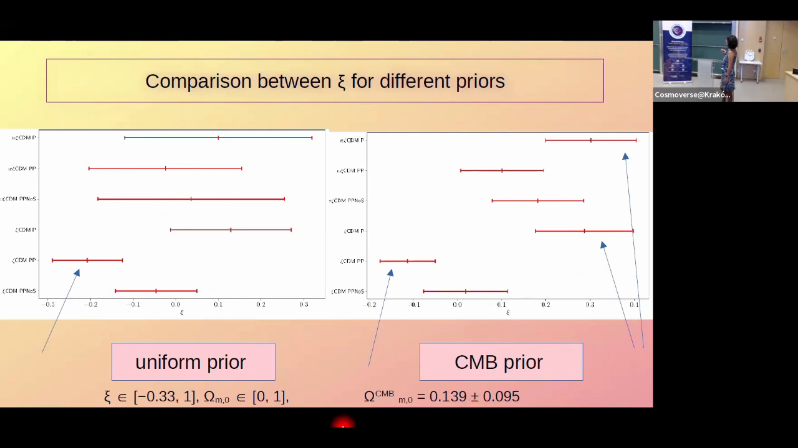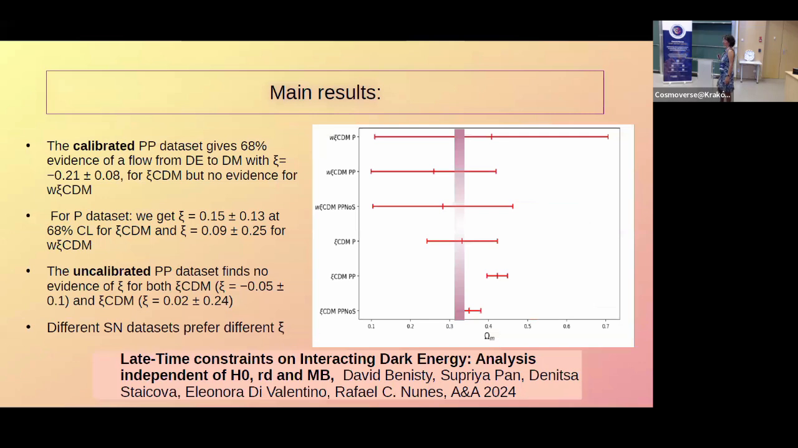If we impose the CMB prior here, we see an even bigger deviation from lambda CDM. So basically, the uncalibrated with Cepheids value goes much to the left, while for the Pantheon value, it goes much to the right, and everything else goes to the right, meaning positive Xi. And the only thing that recovers lambda CDM is basically the non-calibrated Pantheon plus data set.